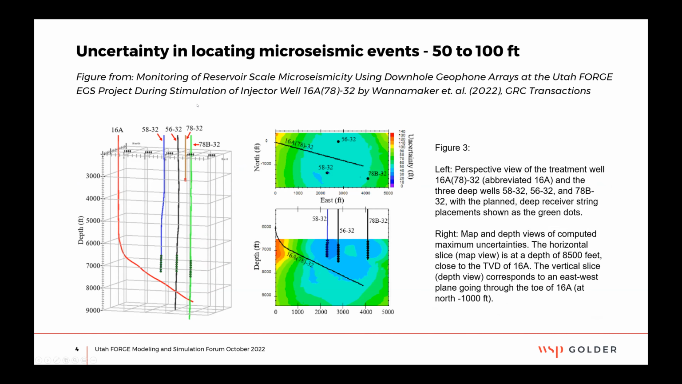I took this figure from the GRC paper from Phil Wanamaker's group, and what you see here is the well location. So 16A, the stimulation happened at the toe of 16A. And then we've got these monitoring wells, or the pilot wells, these vertical wells where there were geophones put in there. There was also surface seismic arrays. Based on the predictions, you have maps here showing the uncertainty that's expected, and the pale blue color is about a 50 feet range. And that's true for most of the region.